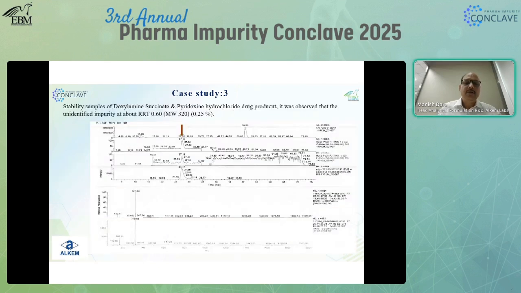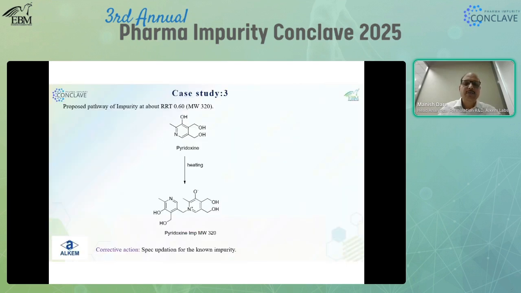Another example for this case study 3 is the combination product of doxycycline and pyridoxine hydrochloride in drug product, and it was observed that there is an unknown impurity. This unknown impurity is coming more than 0.2%. It is 0.25%, and RRT is 0.6. We identified this unknown impurity; mass analysis has been done, and the mass is coming around 320. Based on this mass information, we went for prediction of the structure. Then we drew the structure, what kind of impurity it would be.